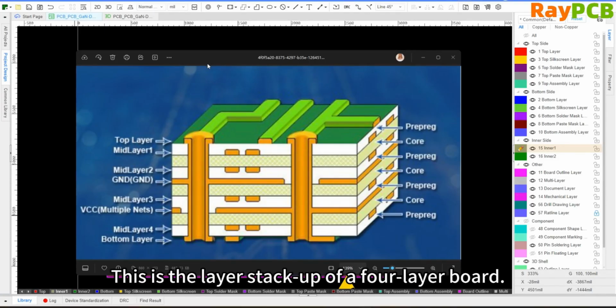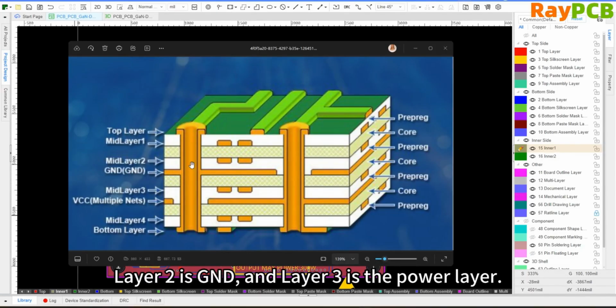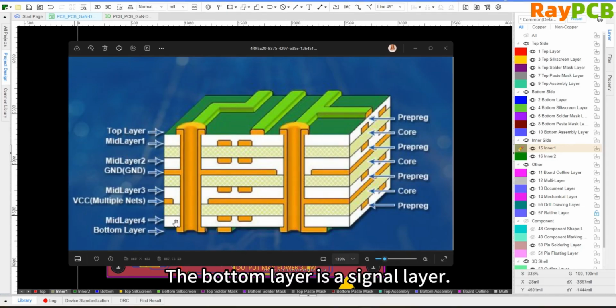Next, let's look at the layer structure of a 4-layer board. Do you remember it? The top layer is the signal layer, L2 is the GND layer, L3 is the power layer, and the bottom layer is another signal layer. This is the hierarchical structure.